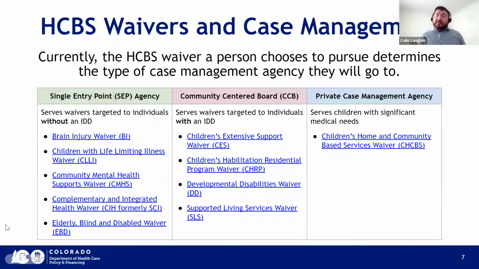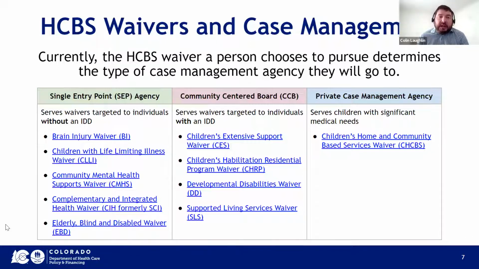So we do have differences in terms of how people receive those case management services depending on the waiver. Colorado, with those 10 waivers, has 3 different types of case management agencies that focus on those different waivers and different populations. So single entry points serve the non-IDD waivers through the BI to the EBD waiver, as you can see there. Community center boards serve the CES, CHIRP, and DD waivers, as well as SLS. And then private case management agencies serve the CHCBS waiver.